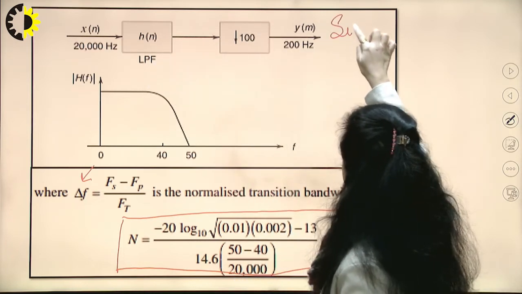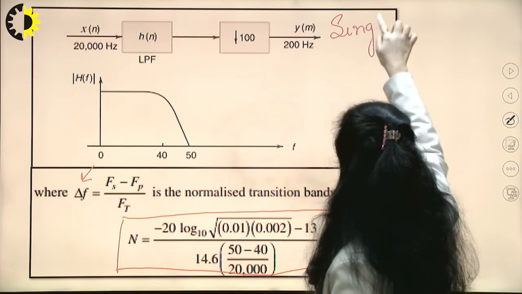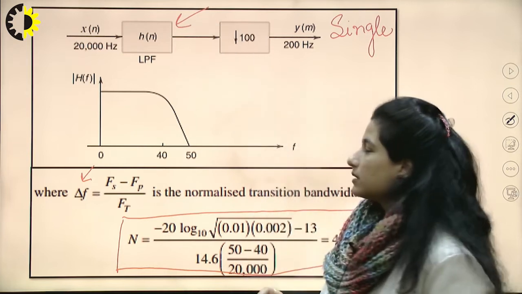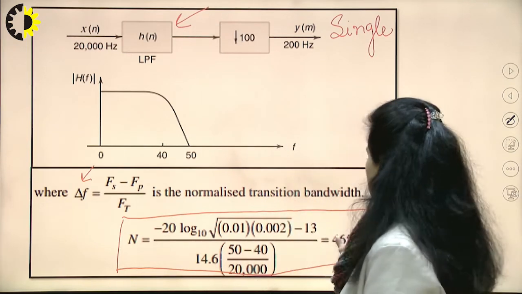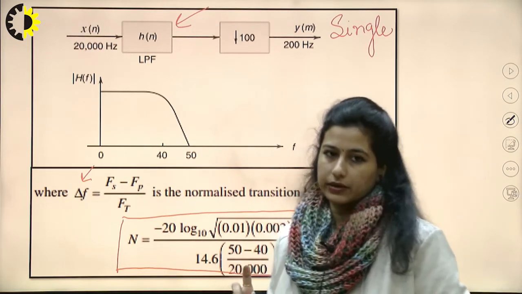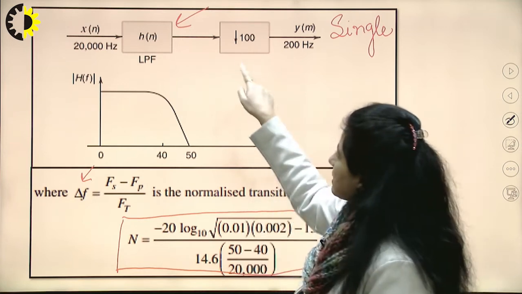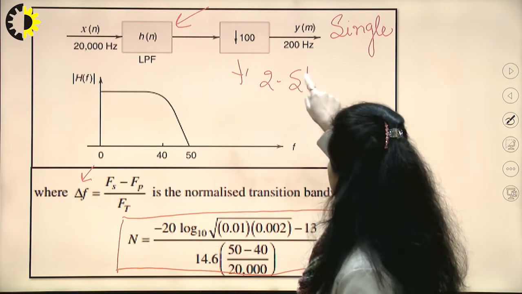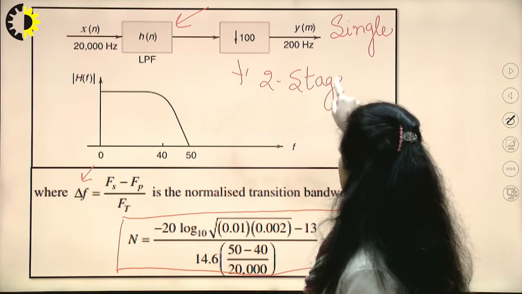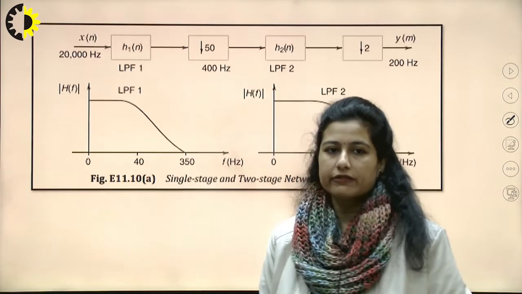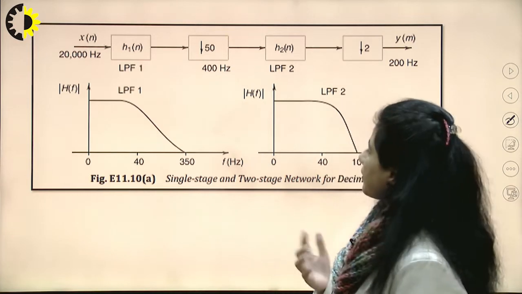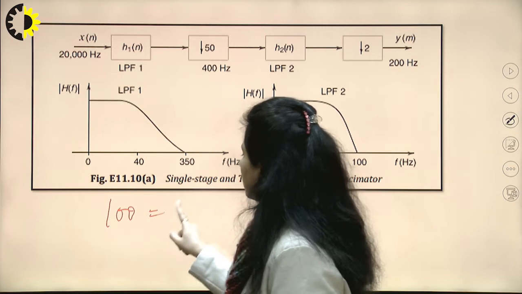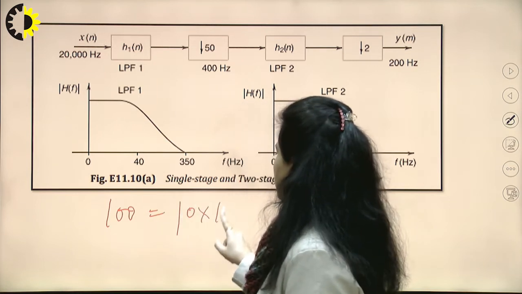So if I'm designing this decimator as a single stage, how many stages of this low pass filter would be required? That would be around 4,600. Now this same system would be designed in two stages, and we would see that there is a drastic reduction in the value of N, the order of the filter. For 100 we can have different factors. I told you it can be 10 into 10, the system can be designed that way.